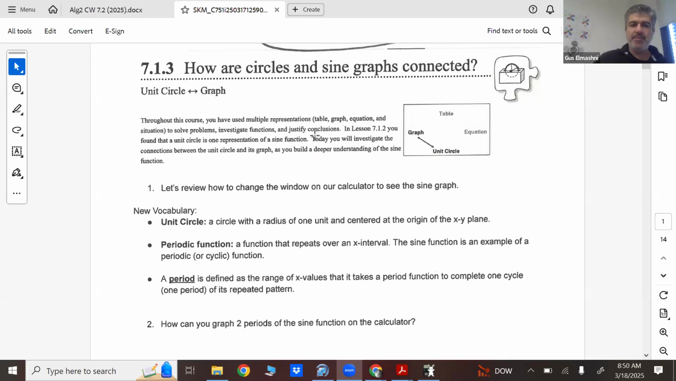Jimmy, can you read that first paragraph? Throughout this course, you have used multiple representations to solve problems, create functions, and justify conclusions. In lessons 7-1-2, we found a unit circle as one representation of a sine function. Today, you will investigate the connection between the unit circle and its graph, as you go deeper in understanding the sine function.